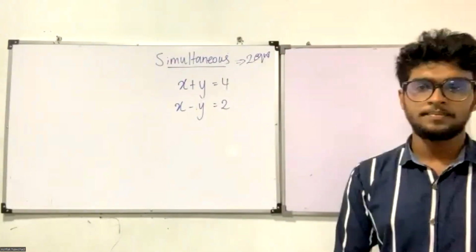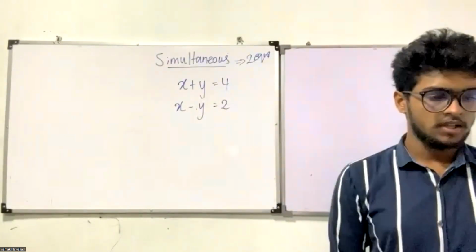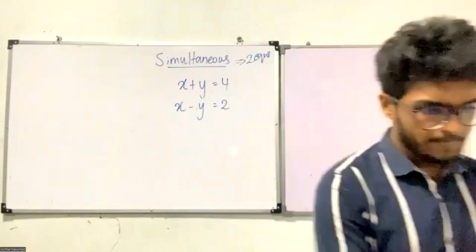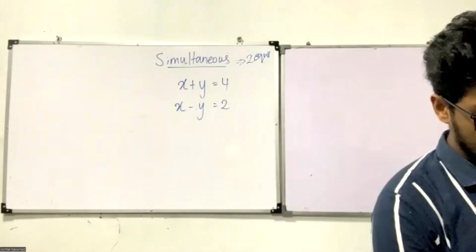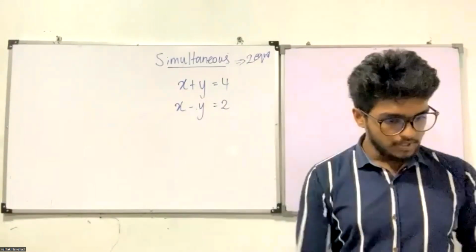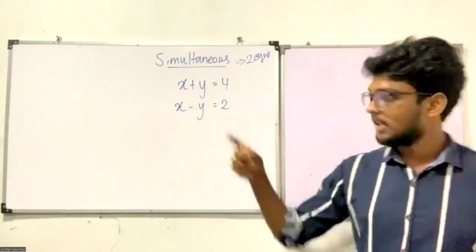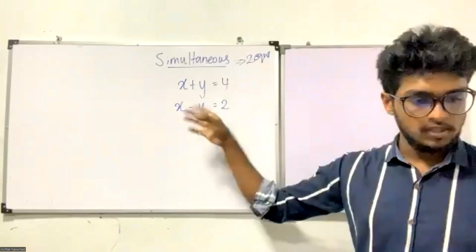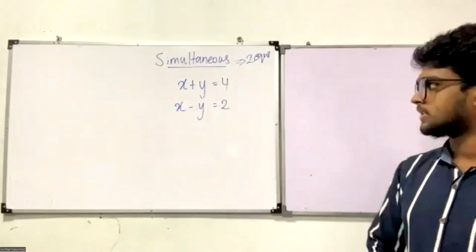What are the unknowns here? The unknowns are x and y. So you definitely need two equations to find the values of x and y.